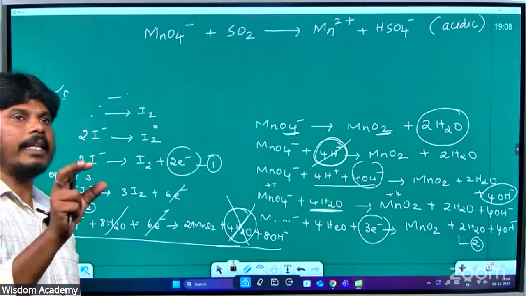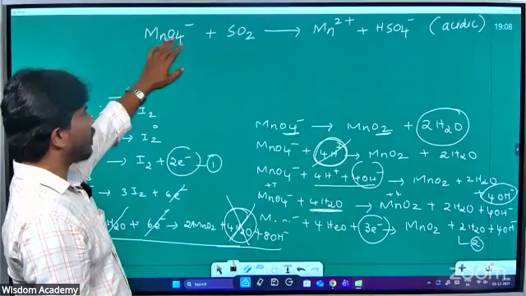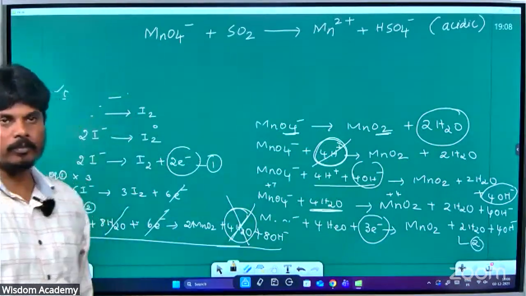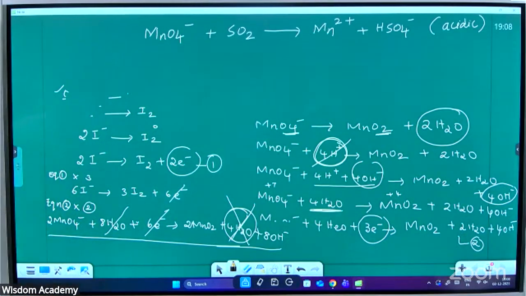Students, first assign the oxidation number on each species, manganese and sulfur on both sides, and split into 2 half reactions. We can add here and complete it. If the 2 H2O cancel here, then the remaining.